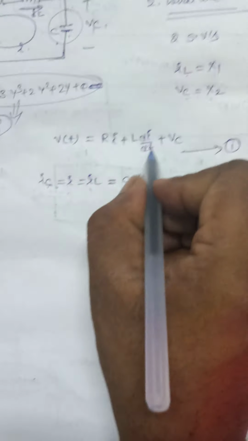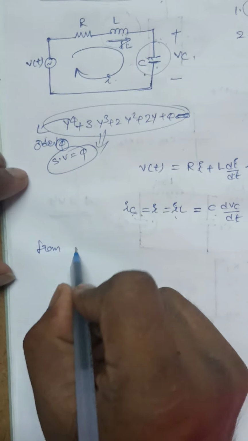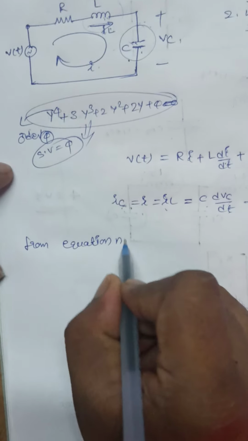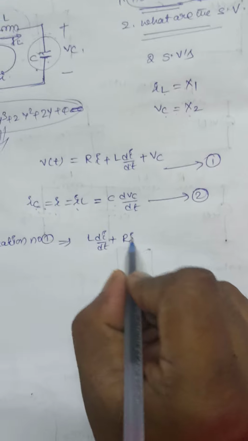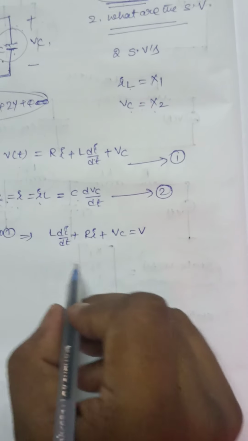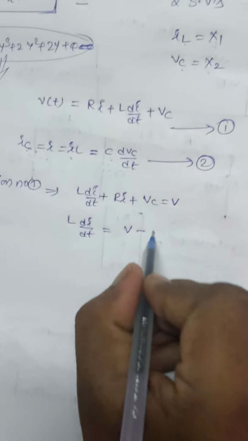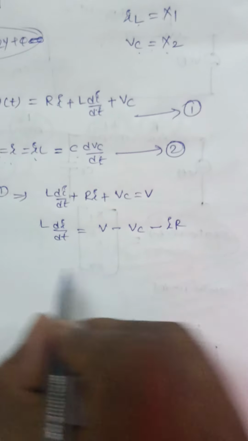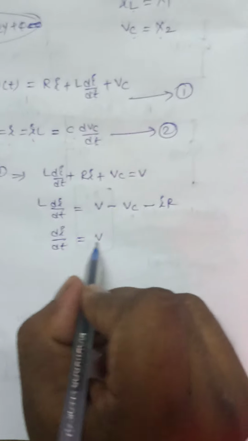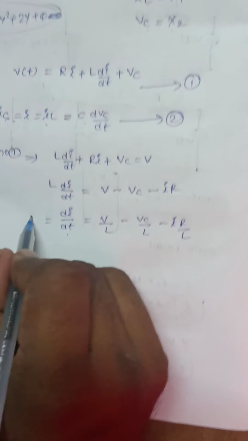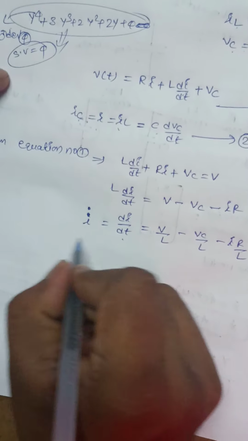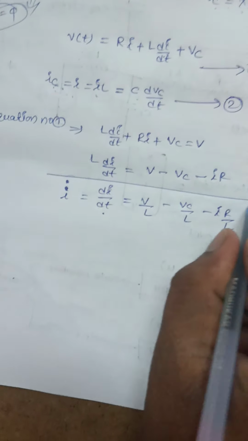From this you write down the differential equations. From equation number 1, L into di by dt plus R into I plus Vc is equal to V of t, or V. From this, L into di by dt is equal to V minus Vc minus I into R. So di by dt is equal to V by L minus Vc by L minus I into R by L. di by dt is represented with I dot. Okay, this is one equation.